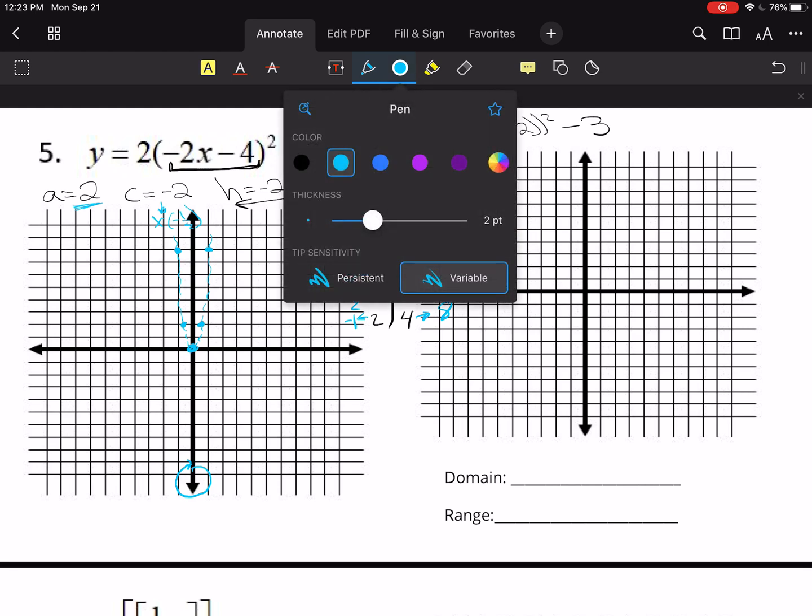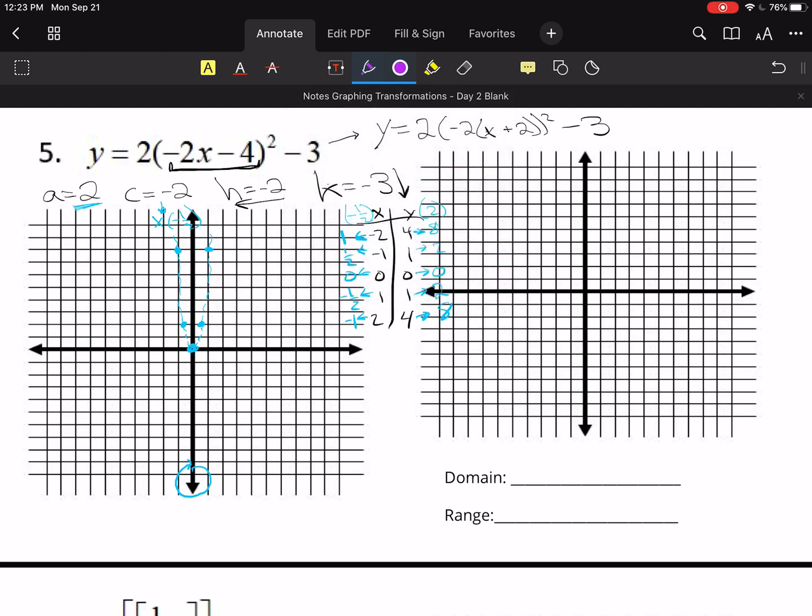Now, the last step is to take care of my h and k. So I'm going to move everything left 2 and down 3. And I'll just do it all on the same graph here for you. So I'm going to take 0, 0 and go left 2, down 3. Puts that there. Left 2, down 3, and here. And then basing it off of that symmetry, I would be here and here. So here would be my final product.